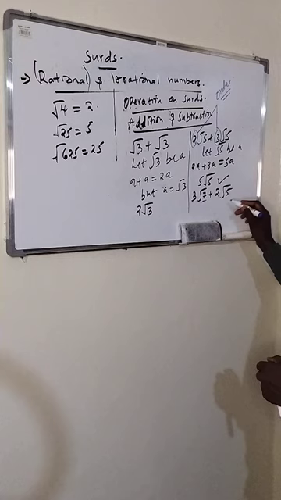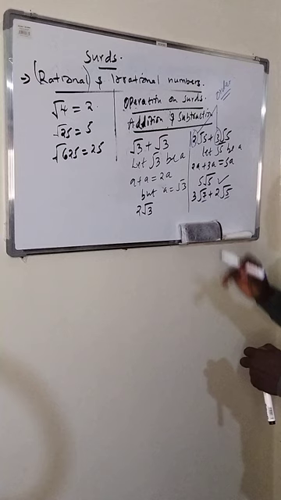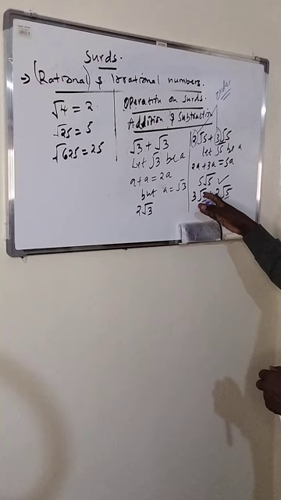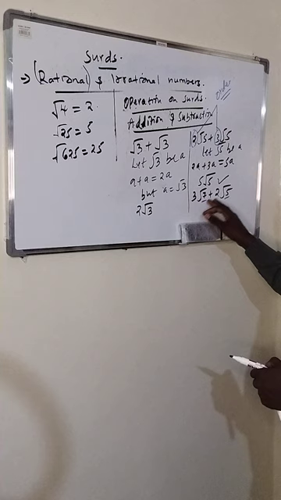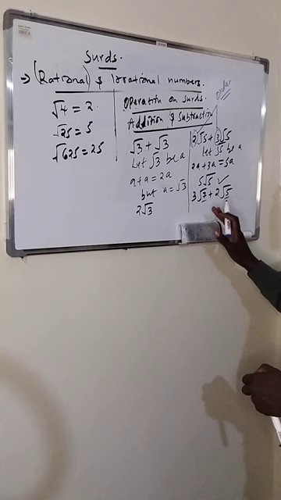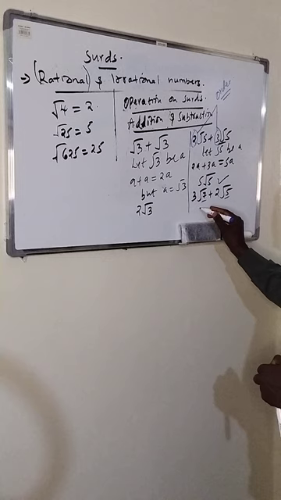So if these surds are different, then it is not possible to add, because there is no way we can say let surd 7 be A and also surd 5 be A. It's not possible, because these two numbers are not the same. They are different. So in that case, this remains as it is. Since these surds are different, you're going to leave the answer as it is.